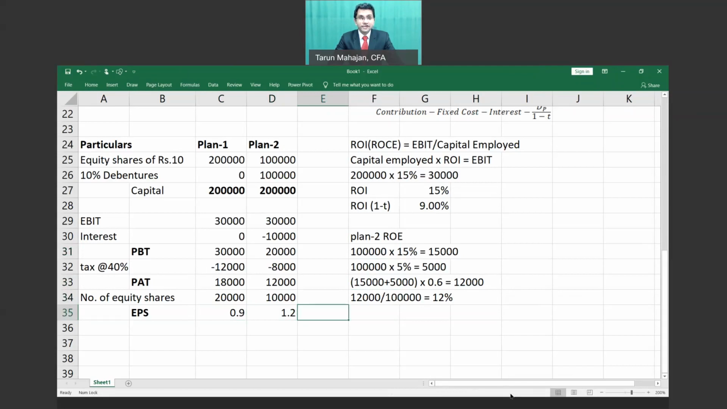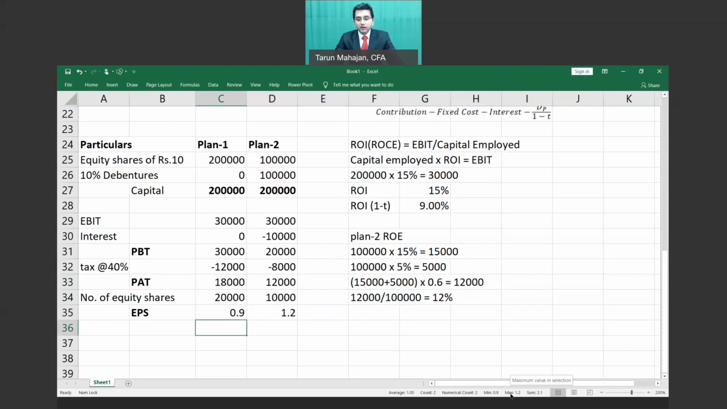Should I repeat it quickly? Look, equity shareholders are earning 15% on their 1 lakh. That is 15,000. Plus equity shareholders are getting 5% surplus on the amount borrowed, rupees 1 lakh. That is 5,000. They are earning total 20,000 rupees. But 40% is tax, so they will be earning 12,000. 12,000 they are earning on equity investment of 1 lakh. So the return on equity is actually 12%. And that's why this EPS is 1.2.